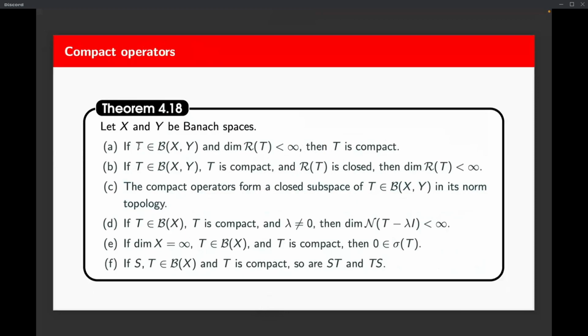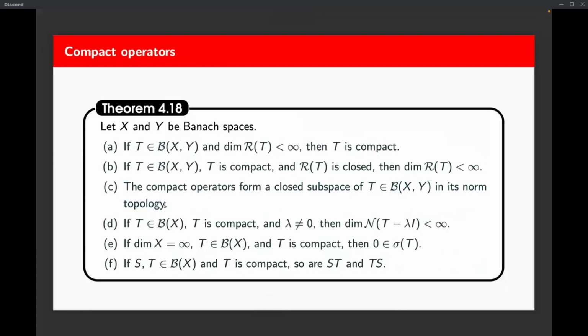If T is a bounded map from X to Y and it has a finite dimensional image, that automatically makes T compact. So that's nice. And then going the other way, if we have an operator from X to Y that's known to be compact, and its range is closed, then its range has to be finite dimensional.